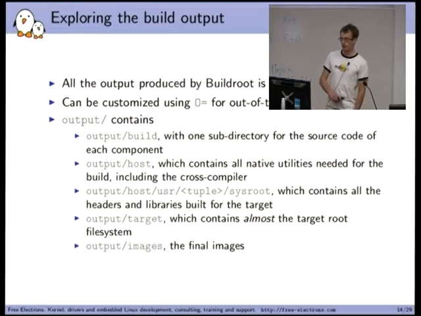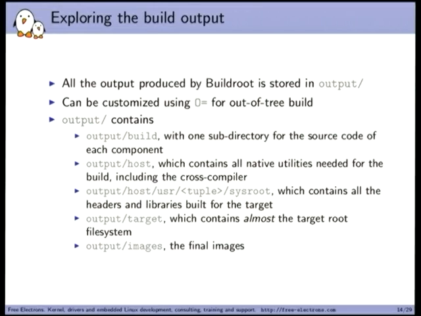If you want to have a look at the build output of what Buildroot generates, it all goes in the output directory by default, but that can be changed using O= to do an out-of-tree build, exactly like the kernel. And output/build is where Buildroot is going to extract the source code for each and every component it's going to build, like GCC, BusyBox, lighttpd, and so on. And that's where it's going to build each of them.